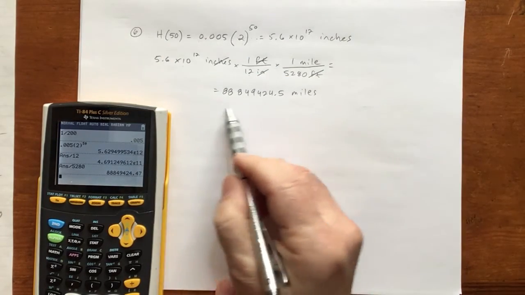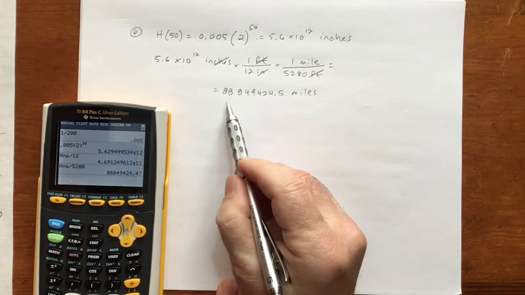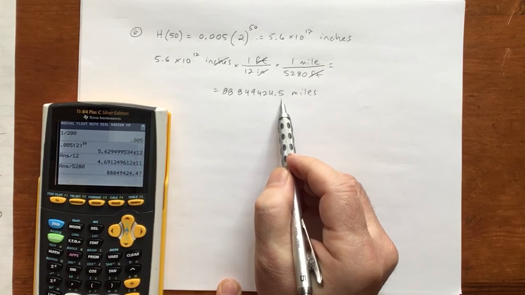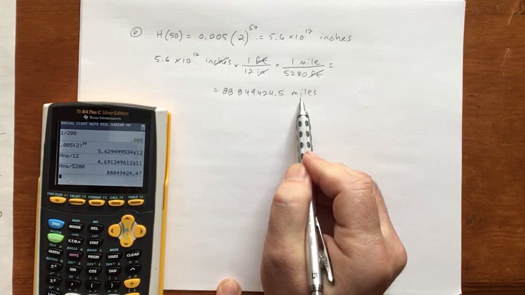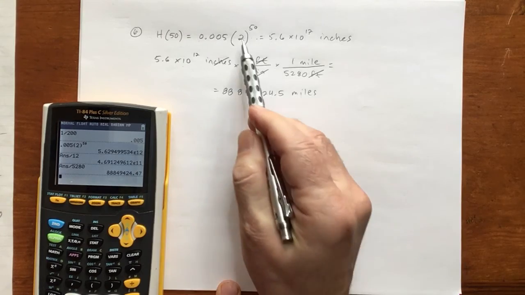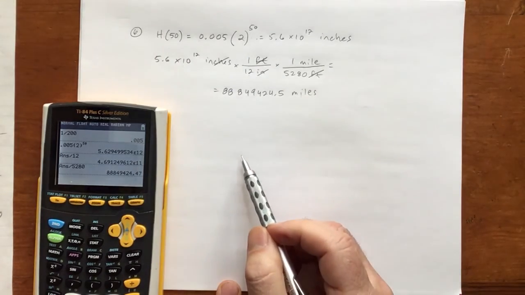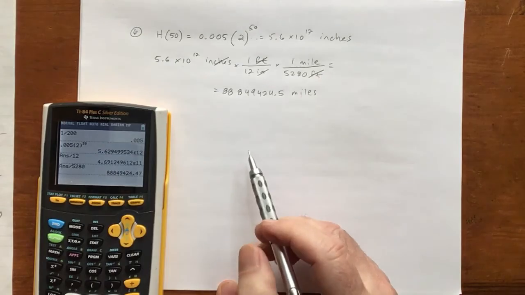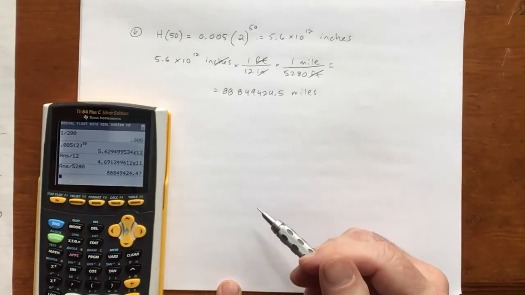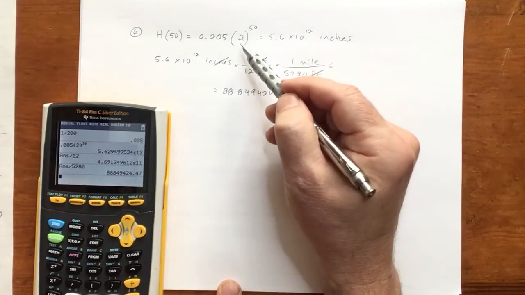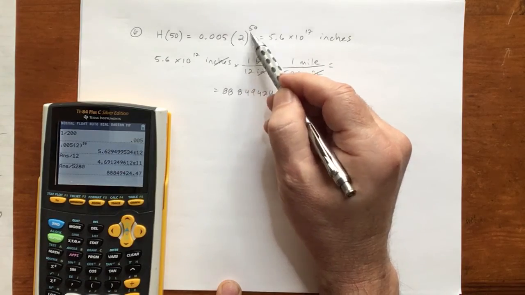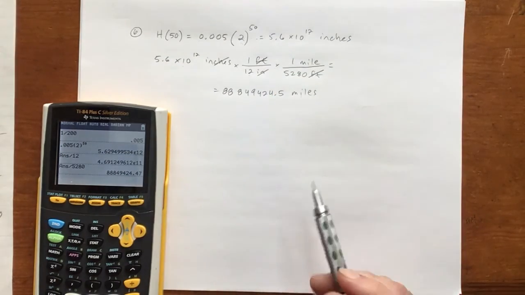And I want you to think about that number. That's approximately how far it is from the Earth to the sun. And we got that by exponential growth. And so what this demonstrates is what we mean by growing exponentially. If you're doubling, after 50 doublings, you've grown considerably.